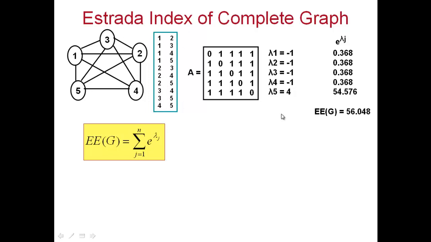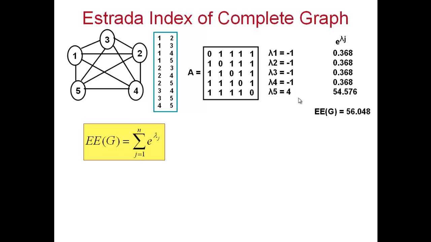And if you find the eigenvalues for such a graph, it will come out to be something like this. The largest eigenvalue, in this case 4, is actually 1 less than the number of vertices. And the others are all -1. So that's another characteristic: if you have a complete graph, these are the eigenvalues you're going to get.